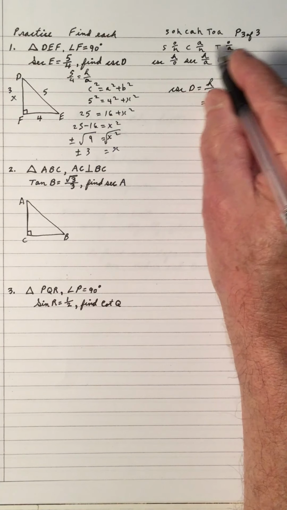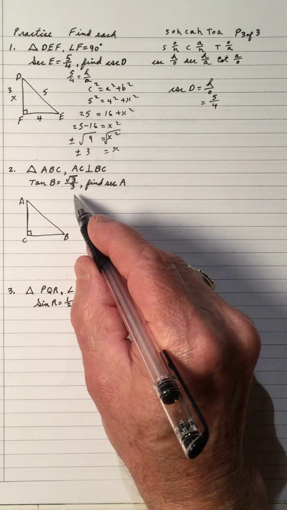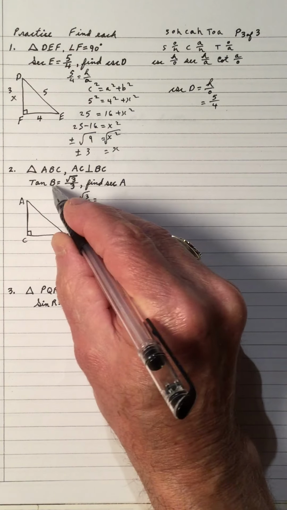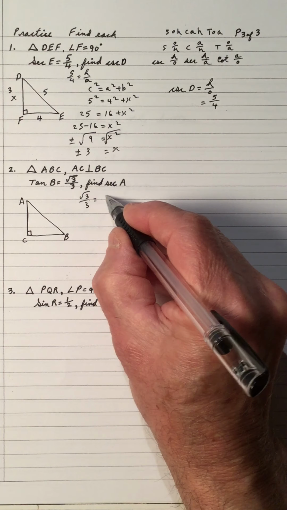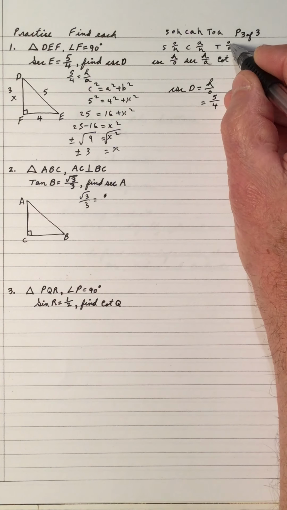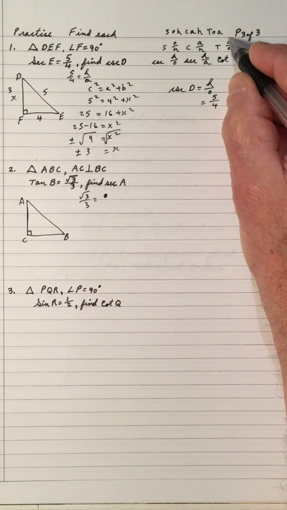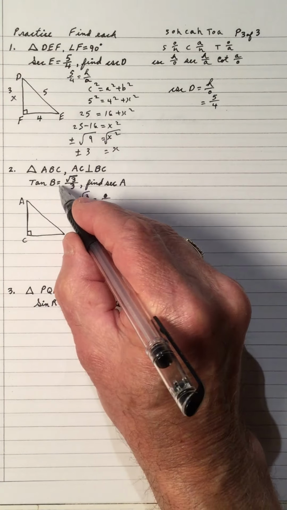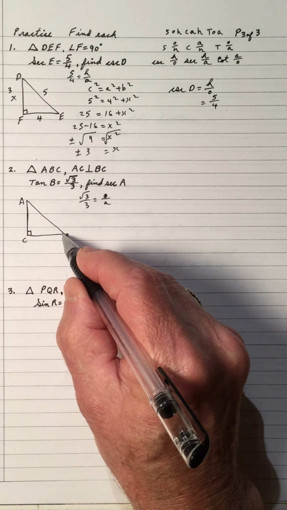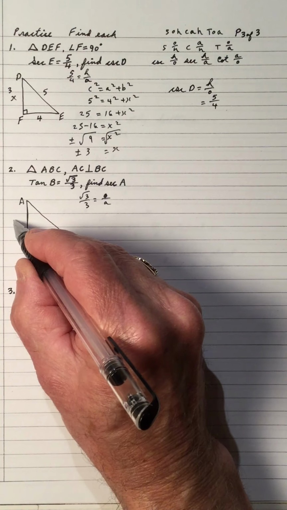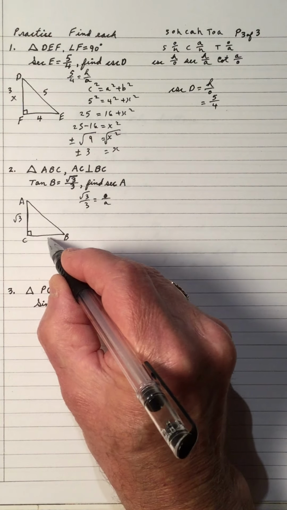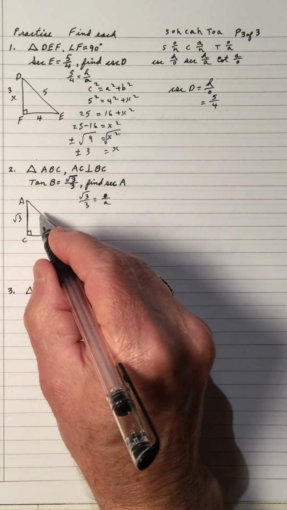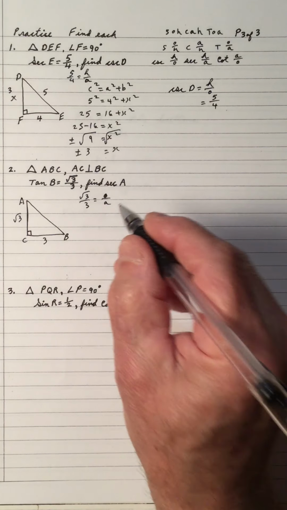And we have all this information up here. We don't have to write it down again. So root 3 over 3 is the tan. Tan is opposite over adjacent. So in relation to angle B, the opposite is root 3, and the adjacent is 3. That means we have to go and find the hypotenuse.